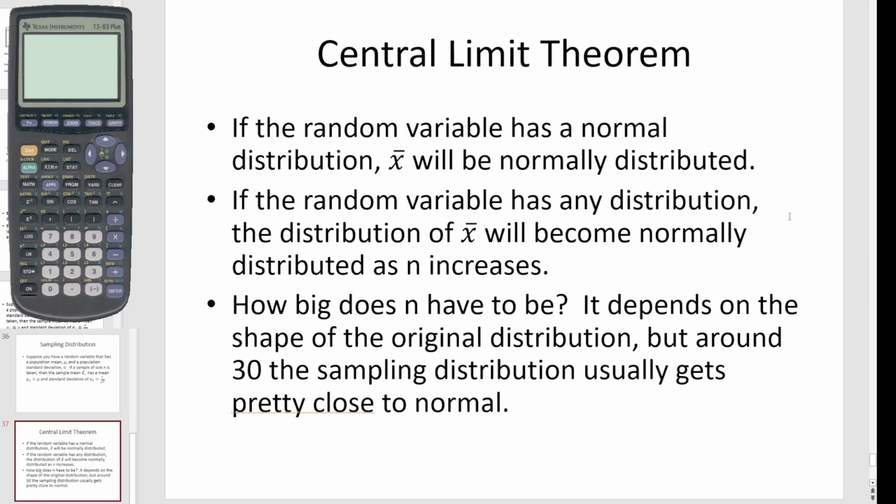Now we're hoping that it's going to be normal because we know how to find probabilities using our normal curve. And in fact, if the random variable has a normal distribution, then the sample means will also be normally distributed. If the random variable has any distribution, then the distribution of x bar will become normally distributed as the sample size increases. How large does n have to be? This depends on the shape of the original distribution, but around 30, the sampling distribution gets pretty close to normal. The sample size may have to be much larger if the original random variable is really skewed.